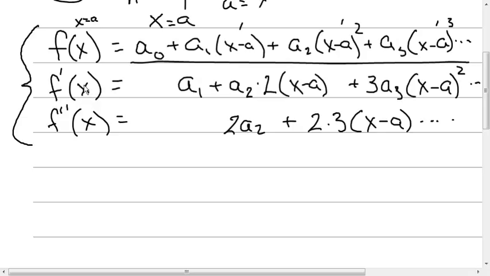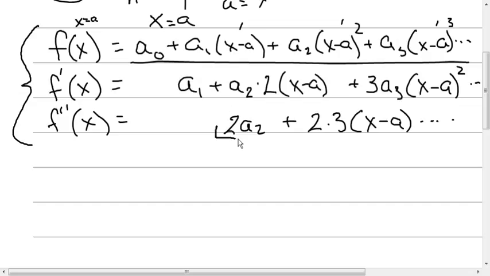f prime of a or x, whatever we want to call it, is equal to, now when we've taken our derivative, of course this dropped out, all other terms besides a1 include a 0 term, therefore they drop out. And then we get down here and we see f double prime is equal to 2 times a. And what happens is then we can solve for these.